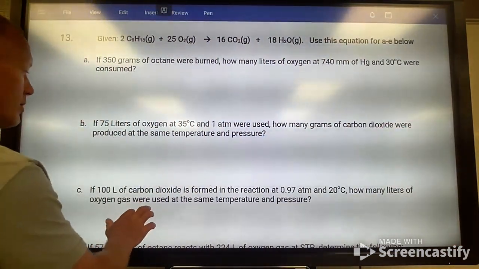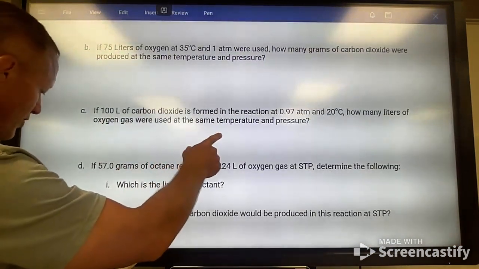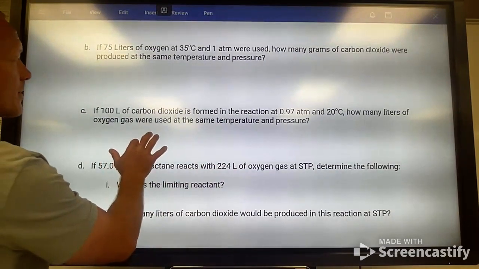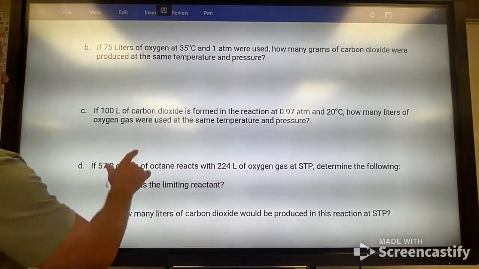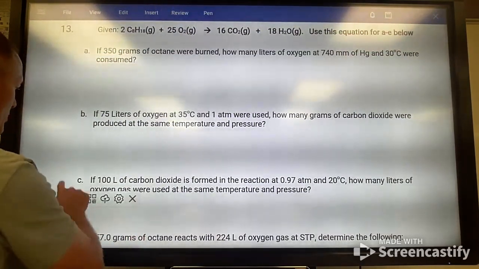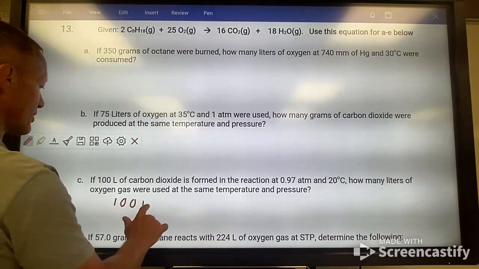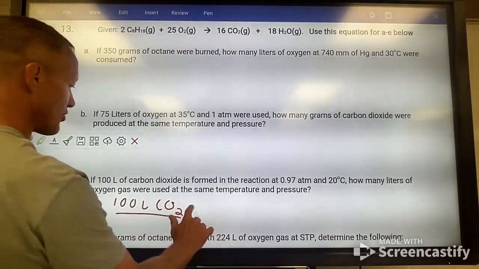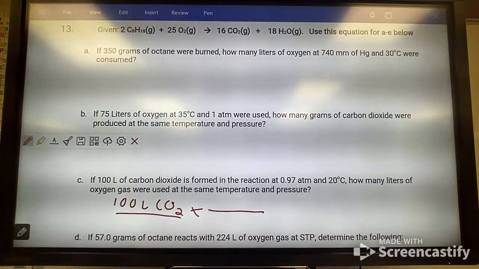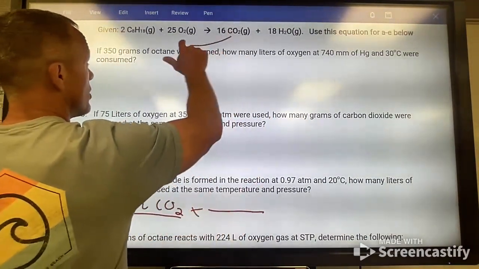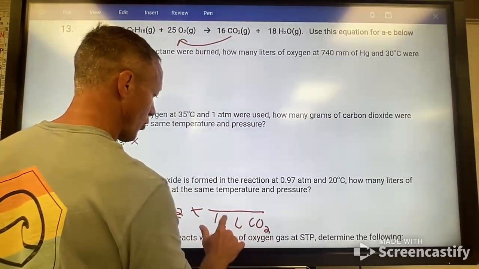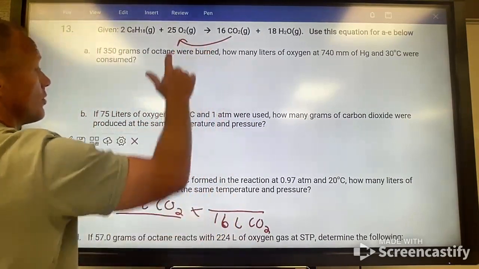All right, I'll let you figure out letter C. Actually, C is a liters to liters problem, so I'm going to do that real quick because you can save yourself some time here. You have 100 liters of carbon dioxide. Since the temperature and pressure are not changing, I can just do a liter to liter ratio. So we're going from carbon dioxide to oxygen. For every 16 liters of carbon dioxide, normally I'd say 16 moles as a mole ratio, there's 25 liters of oxygen.